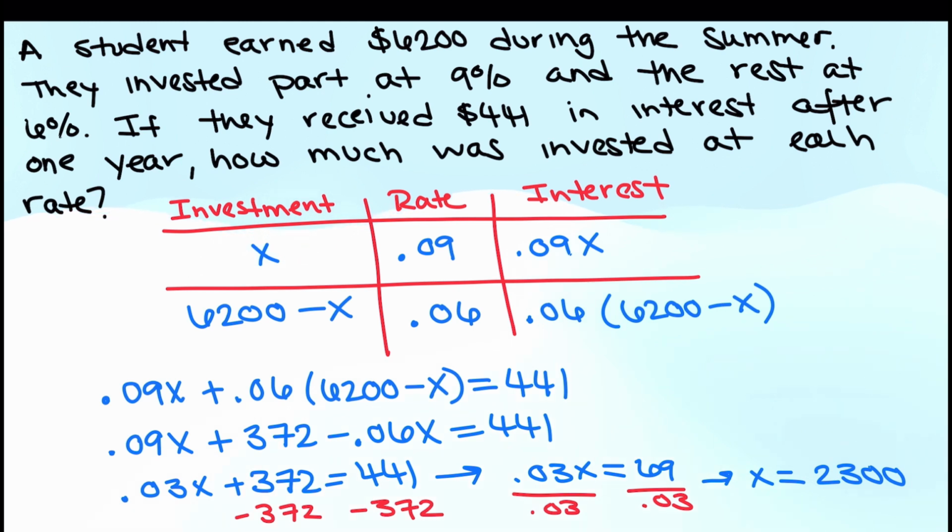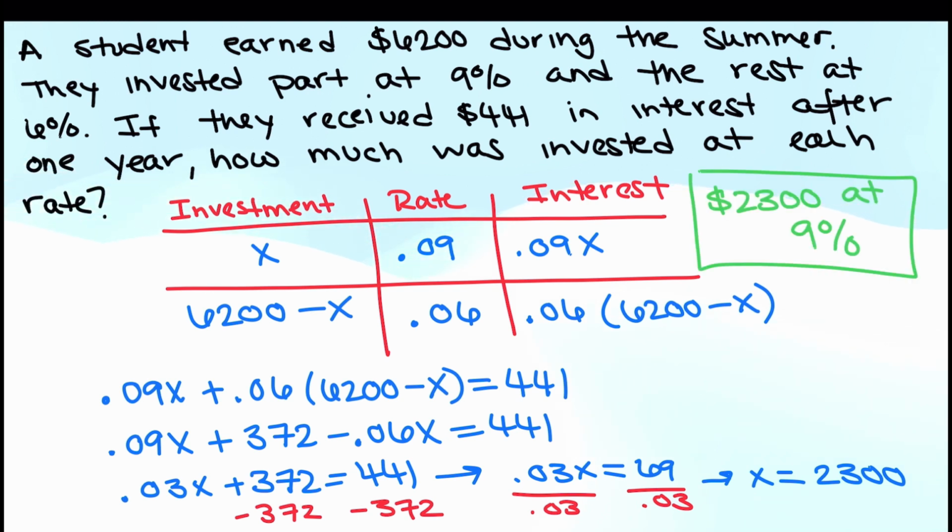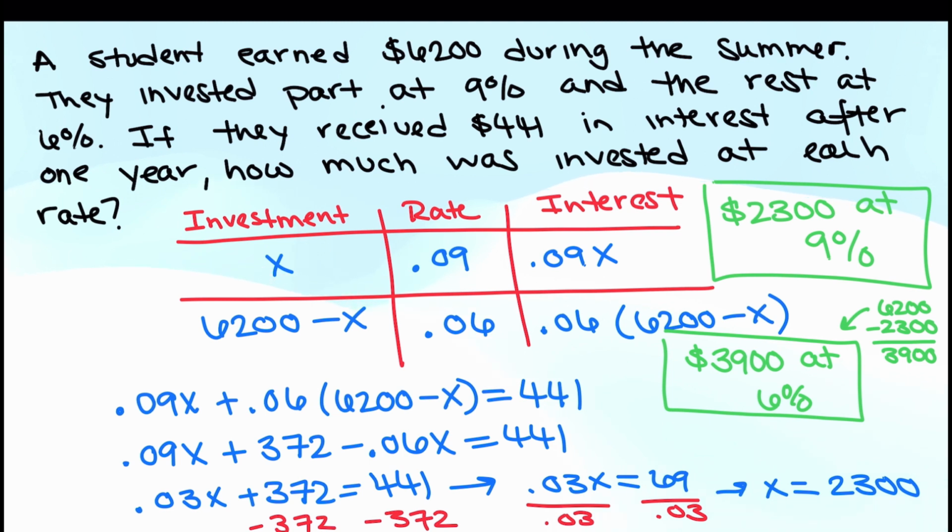Let's see, what are they asking us to find? How much was invested at each rate? So this 2,300, this x, is the amount of money invested at 9%. So $2,300 at 9%. And then the amount of money at 6% would be 6,200 minus x. So I took 6,200 minus 2,300, and I got 3,900. So $3,900 was placed into the 6% account, 2,300 into the 9% account.